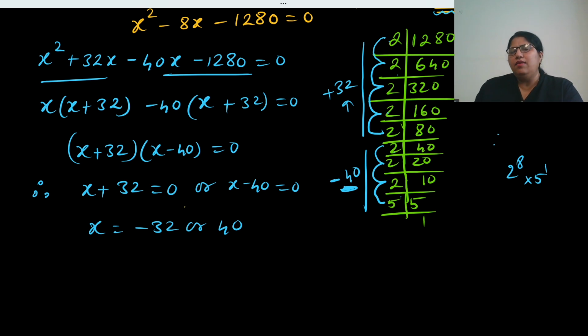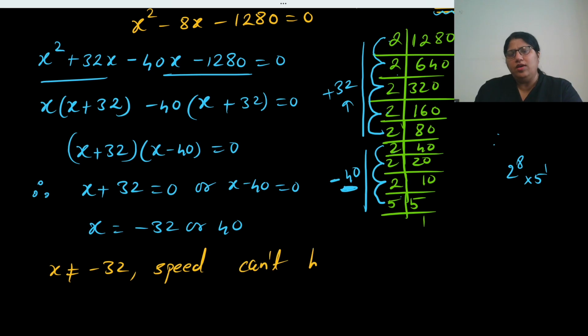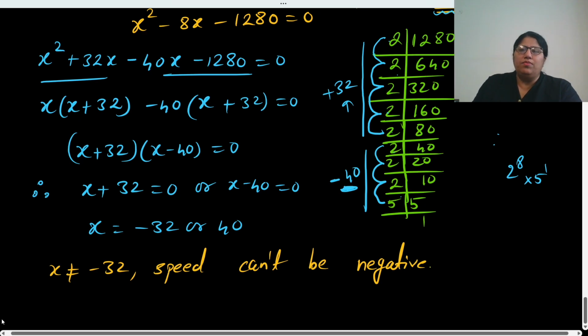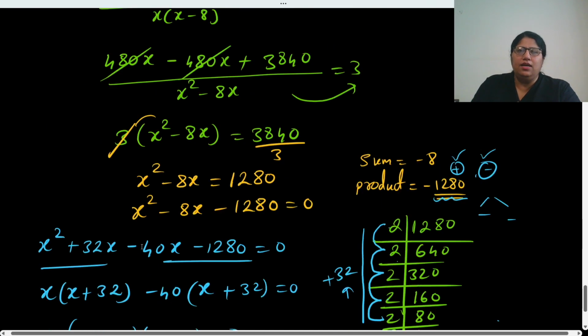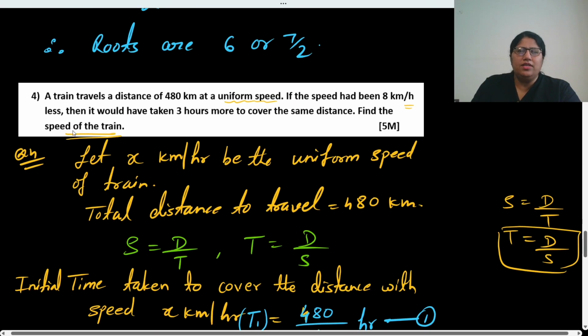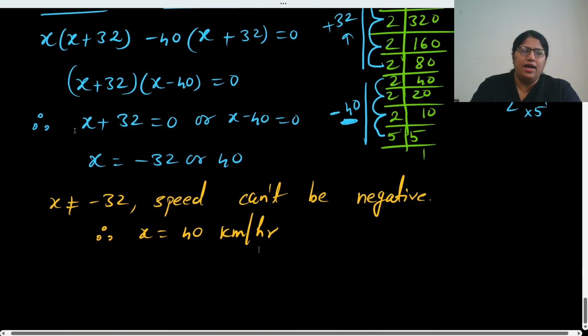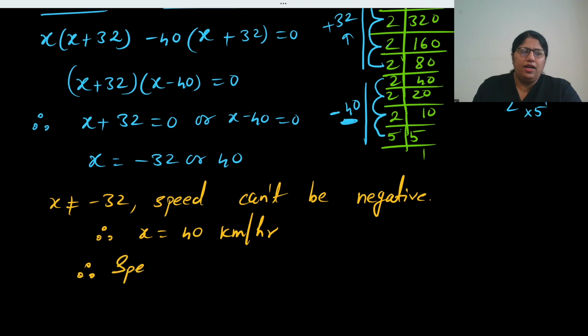Now we have solved the equation, but x was the speed. So you need to write down here that x cannot be minus 32 because speed cannot be negative. You need to mention this, okay? Now, if speed cannot be negative, what is the possible option here? Only, therefore, x is going to be equal to 40 kilometer per hour. So what is my answer? If you see here, we needed to find out the speed only, speed of the train. So you will conclude the answer as, therefore, speed of the train is 40 kilometer per hour.